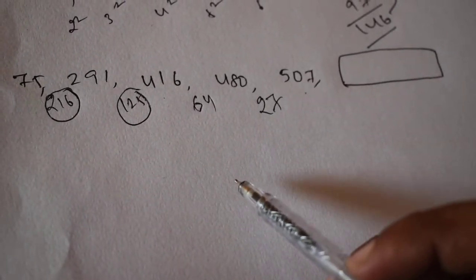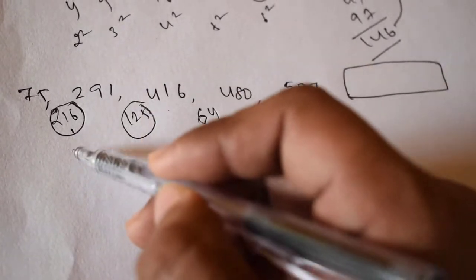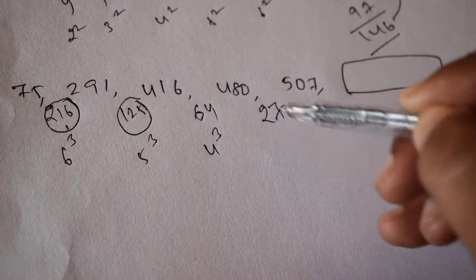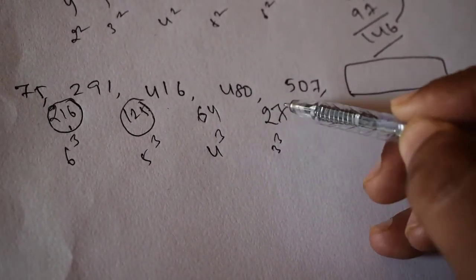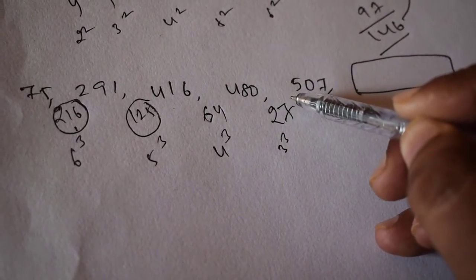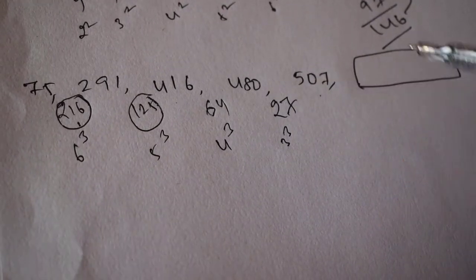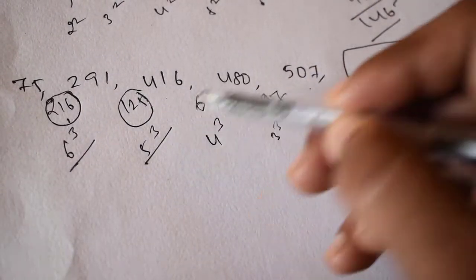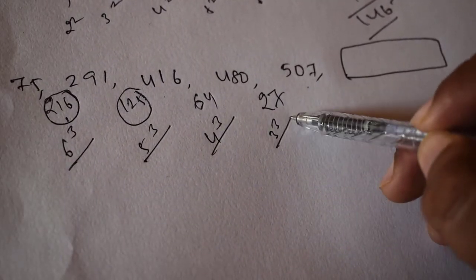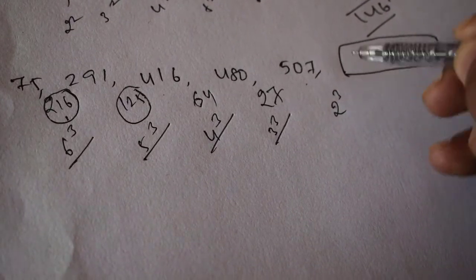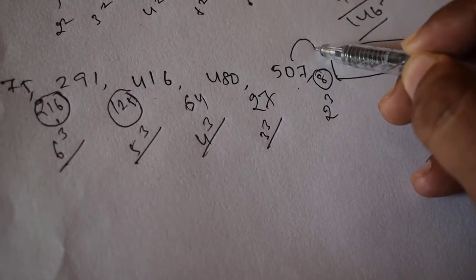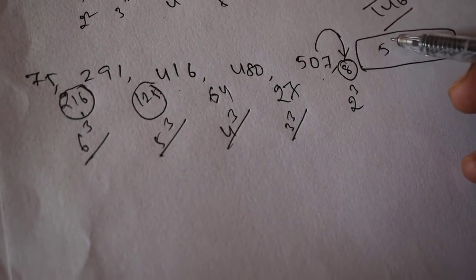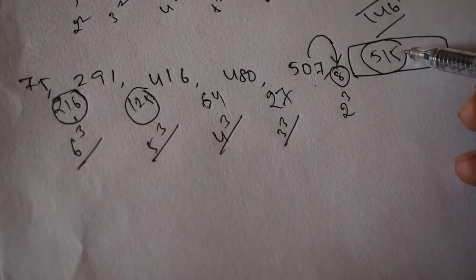So when you see keenly, 216 is 6 cube. 125 is 5 cube. 64 is 4 cube. And 27 is 3 cube. So they are changing in a cubical way. The difference between these two is 6 cube, here 5 cube, here 4 cube, here 3 cube. Here the difference should be 2 cube, that is 8. So you should add 507 and 8. So you will be getting the answer 515. And this completes this number series.